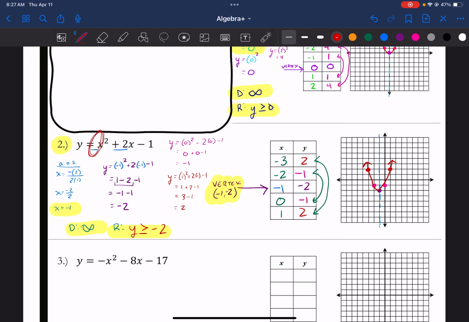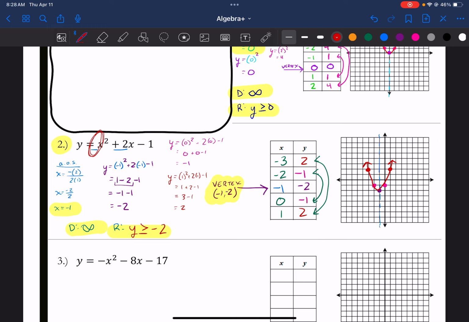So none of this is new, except applying different things, right? We're finding the vertex, which we practiced in 6.1. We're doing domain and range, which is from unit 2. We're substituting in x so that we can find y, which is from units 1 and 3 and pre-algebra. And we're plotting points, which we've been doing since 6th grade. Go ahead and continue to practice.